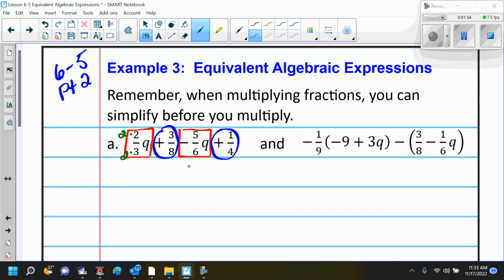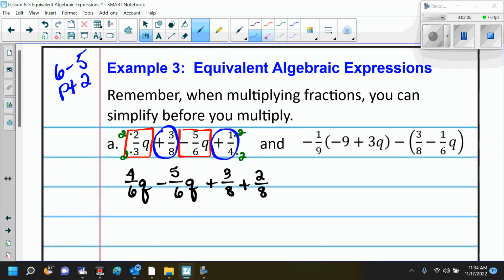So I'm going to go ahead and write the q terms together. So this is going to be 4/6 q minus 5/6 q. And now we have to deal with our constants. So we've got a 3/8 and a 1/4. What's the common denominator with 4 and 8? 8. That's going to be 8. So here we're going to multiply times 2 times 2. So here we've got, let's start with a 3/8. So that's plus 3/8. And then plus, that's going to be 2/8.